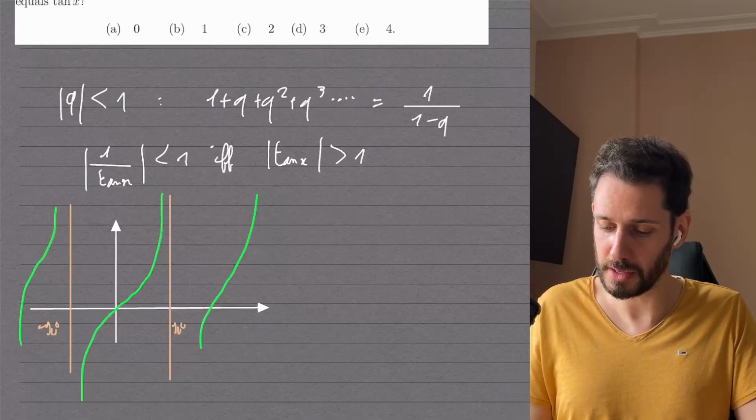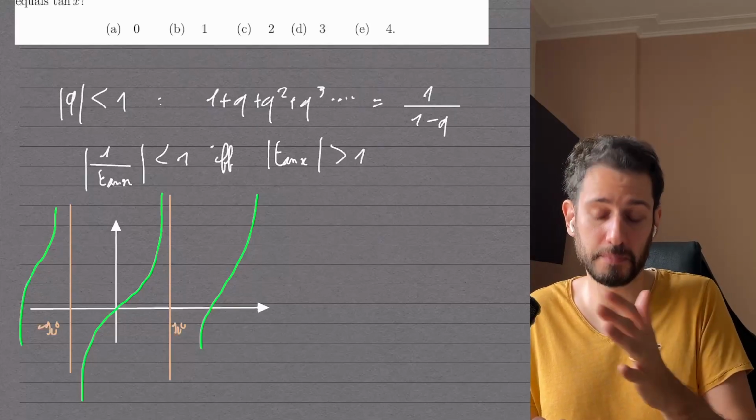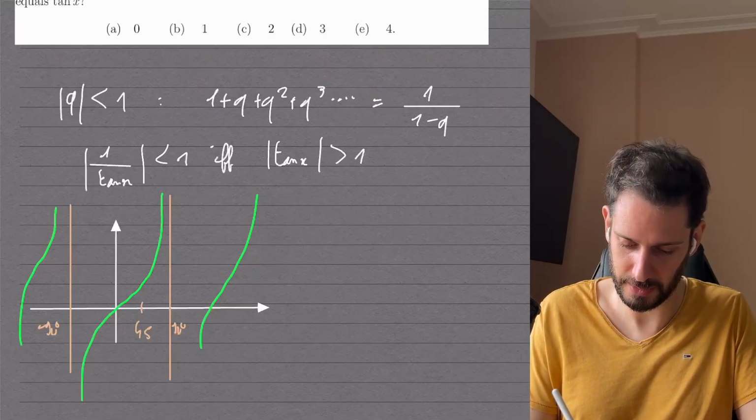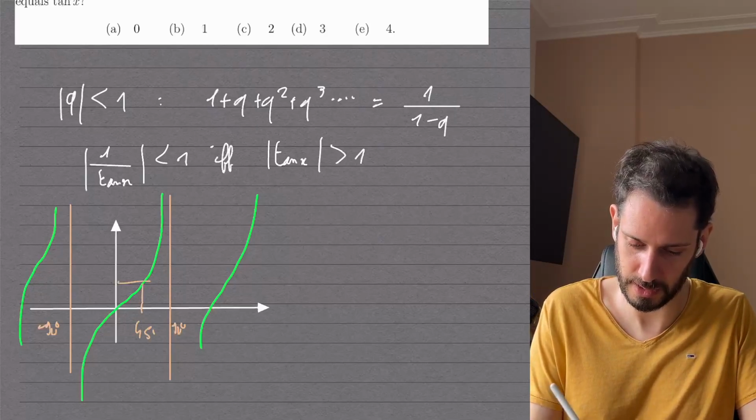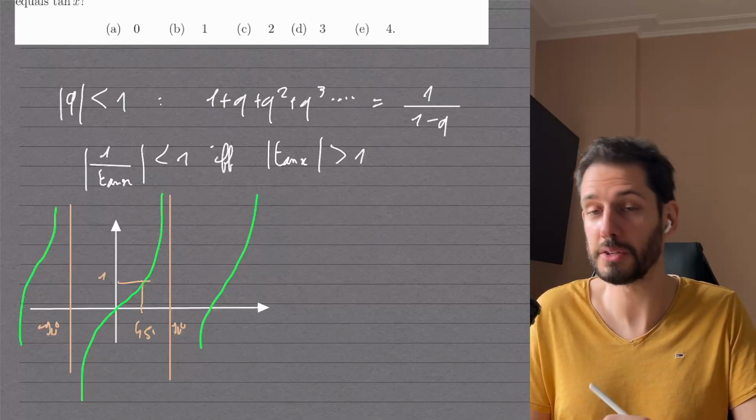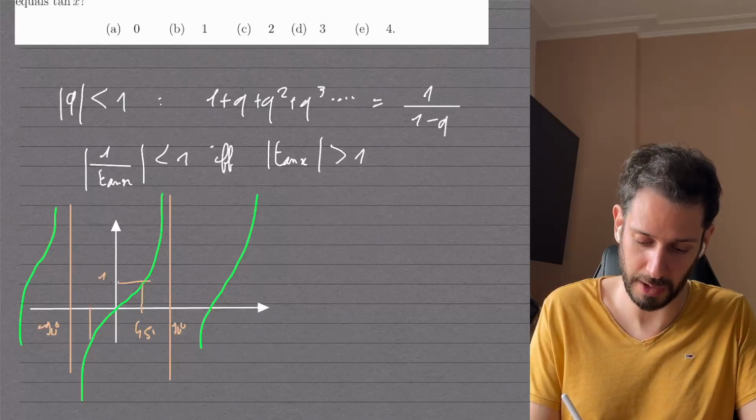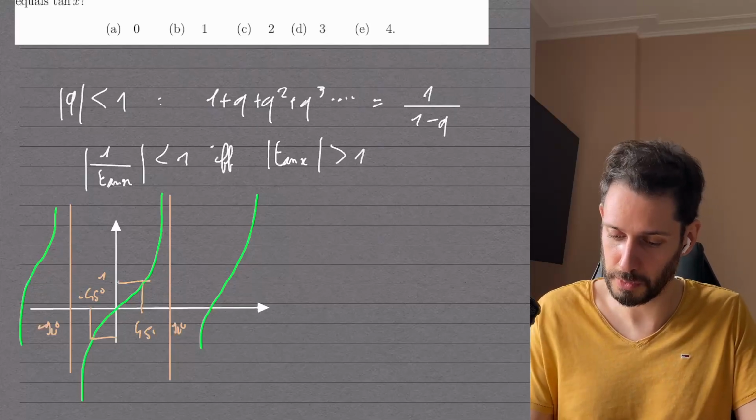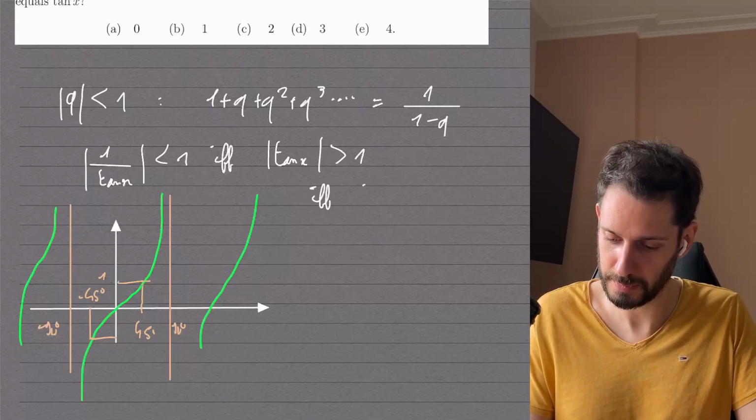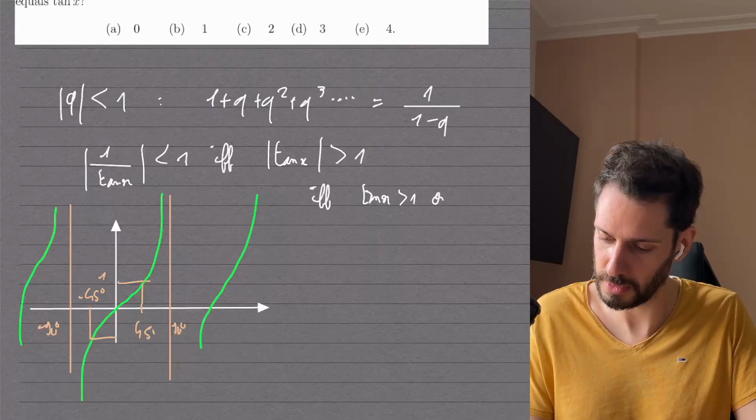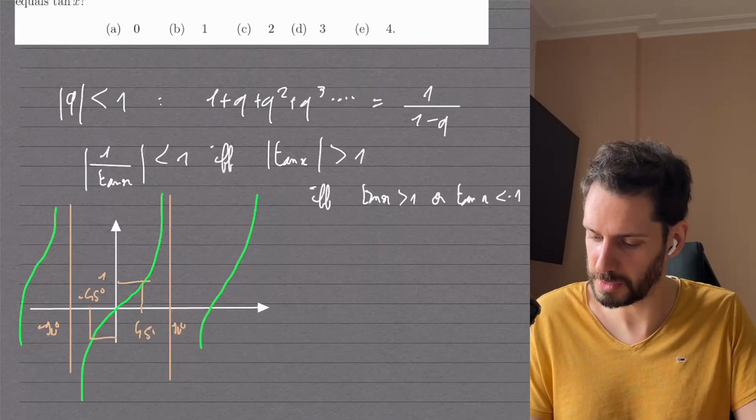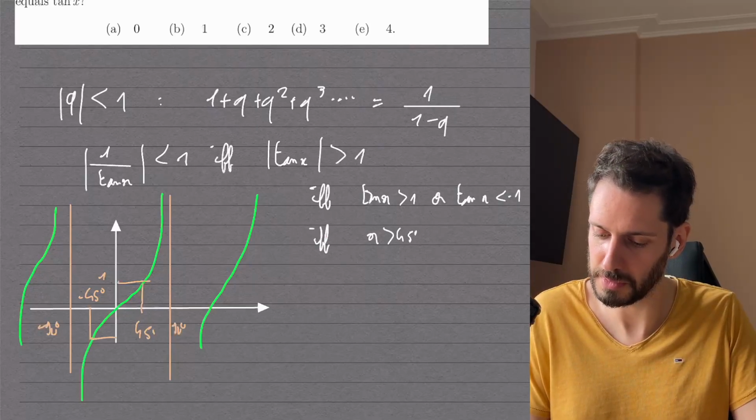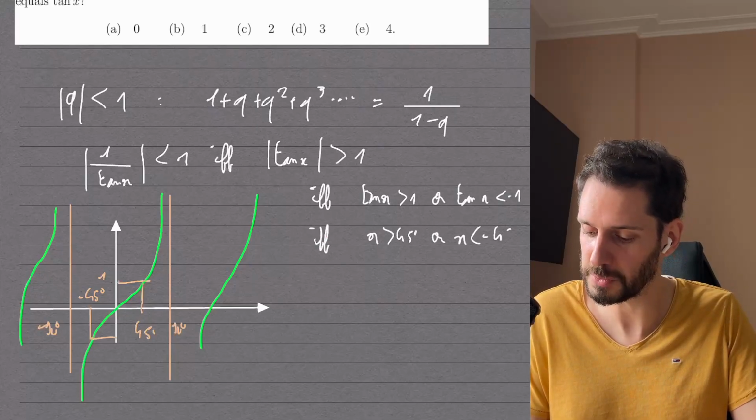When is the tangent equal to 1? Well, it's for the half angle. So the 45 degree angle here, tangent is worth 1 exactly. And since the function is odd, you know that you're below minus 1 when you go below minus 45 degrees. And so quickly you can say, okay, if and only if tan x is bigger than 1 or tan x is smaller than minus 1, that's the absolute value for you. And then if and only if x is bigger than 45 degrees or x is smaller than minus 45 degrees.